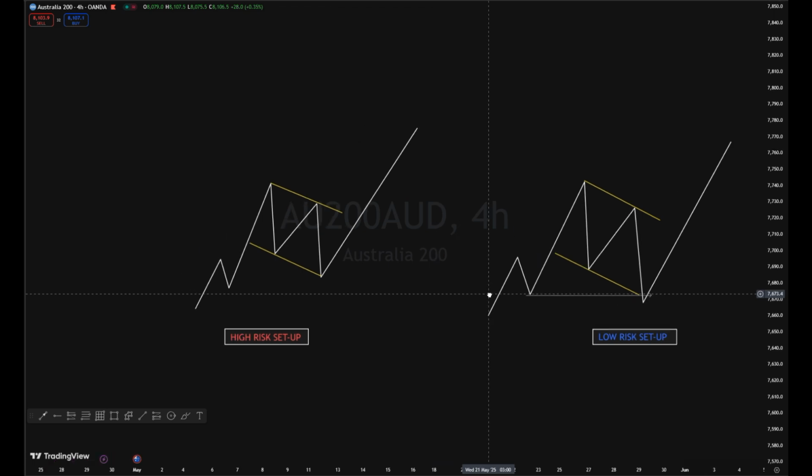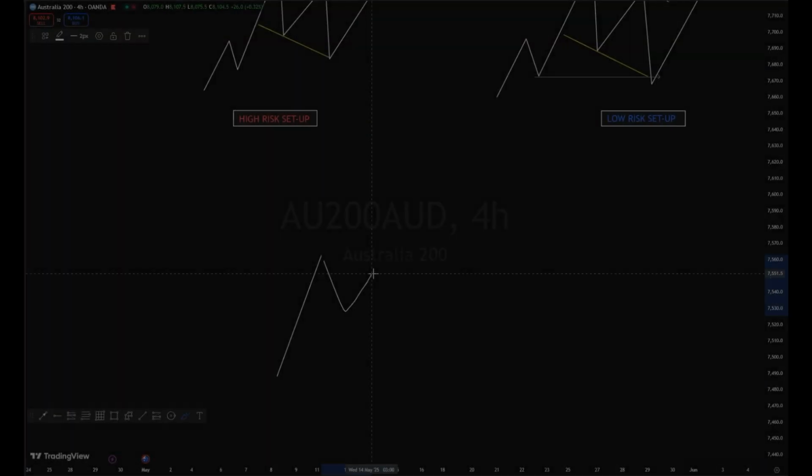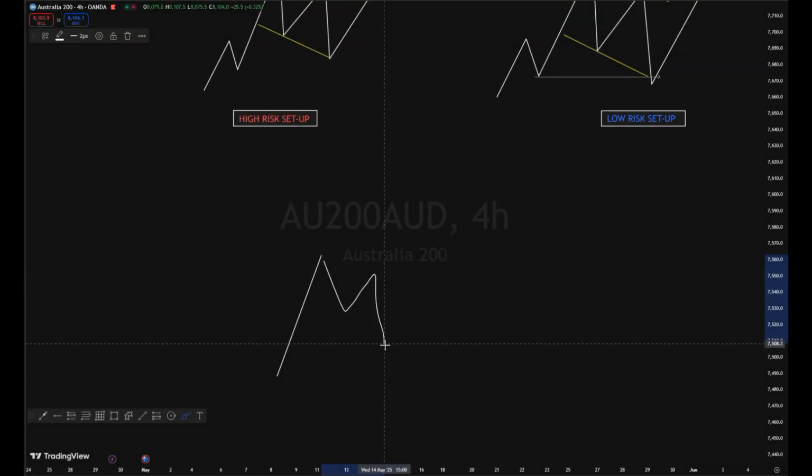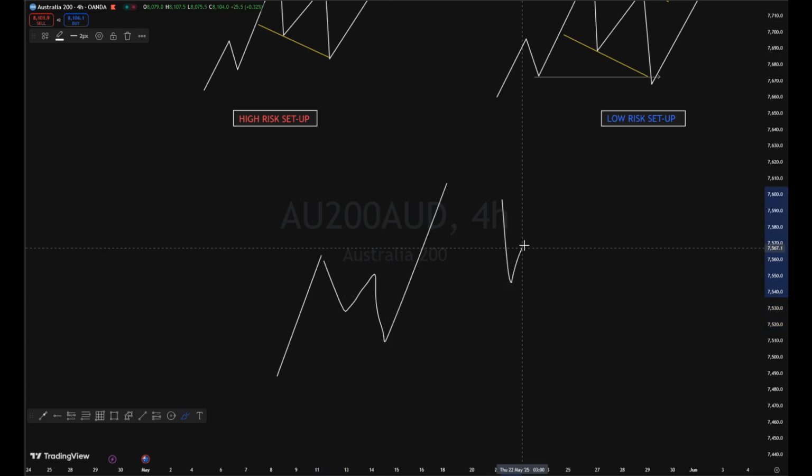How I identify the higher risk setup. Okay, so obviously guys, the market's moving in impulse, correction, impulse, right? So if you don't know what I'm talking about, let me just demonstrate. Correction and then impulse. Same thing on the opposite side: we have an impulse, correction, then impulse.